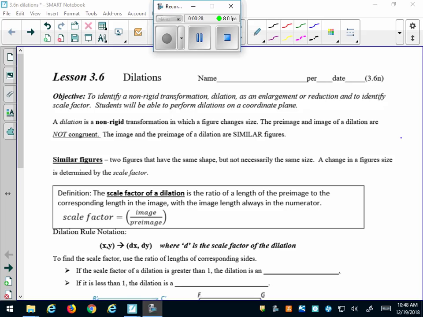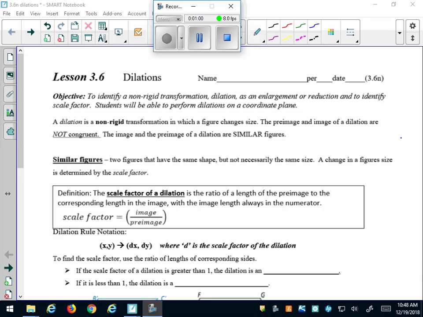Rotation, which was like a flip, and reflection, which is like, oops, I said rotation was like a flip. It's not. Rotation is like a turn. Reflection is like a flip, right? Okay, so those were the three types of rigid transformations. Rigid meaning the pre-image and the image are congruent to each other. You don't change the size or the shape of the figure, just sort of the orientation of it.